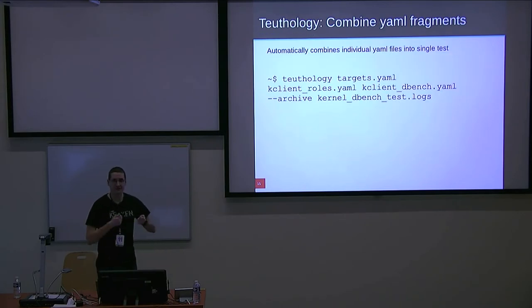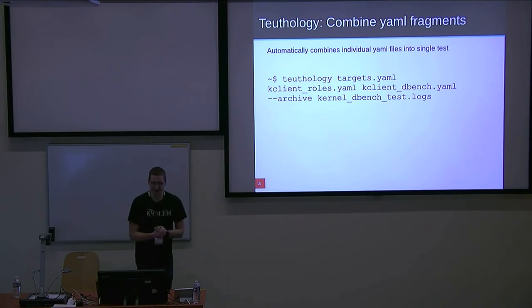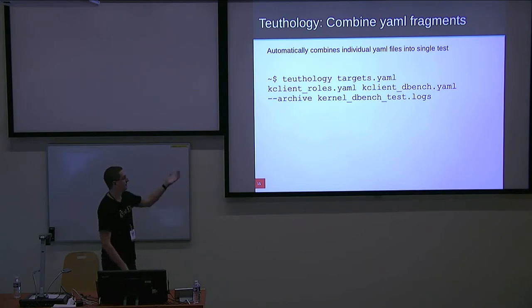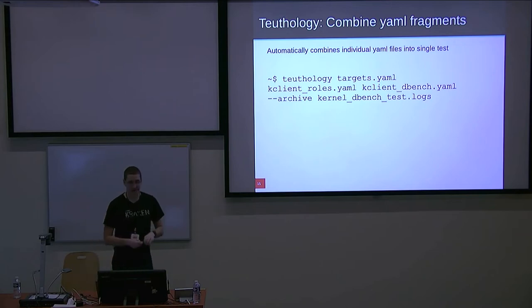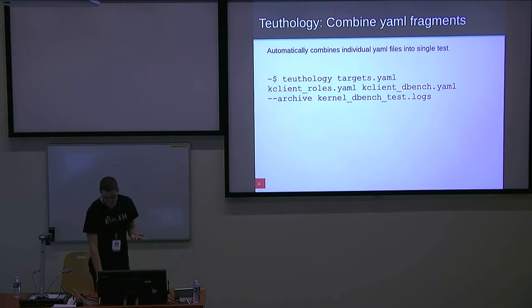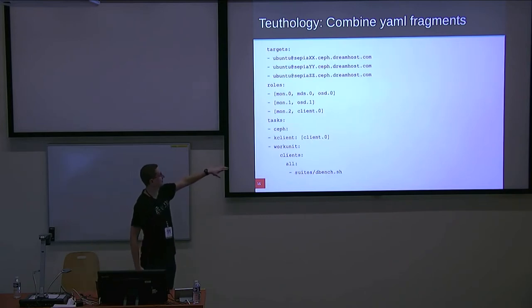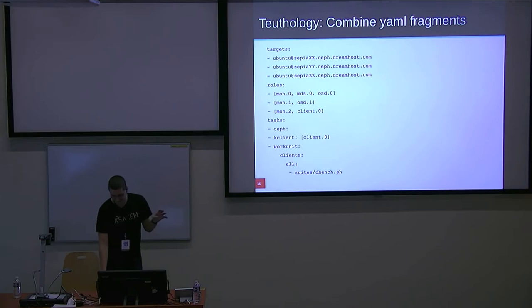And then the teuthology interface would combine all the YAML fragments you give it on a command line. So I can have a targets.yaml file that I use over and over again that consists of three machines, and I can have a kernel client roles.yaml and a kernel client dbench.yaml that specify, oh, this one's for running the kernel client and I want to run this particular dbench test, and I'm archiving it in this folder. And then teuthology just shoves all those YAML fragments together into one file that it uses as its configuration.